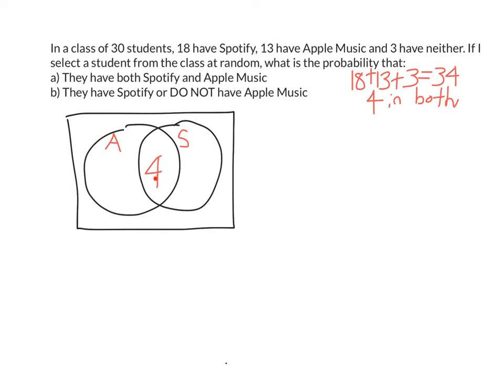There's already 4 inside that circle, and I need there to be 13. So I need to add another 9 into that circle. I don't put 13 here because then there'd be 17 inside the Apple circle.